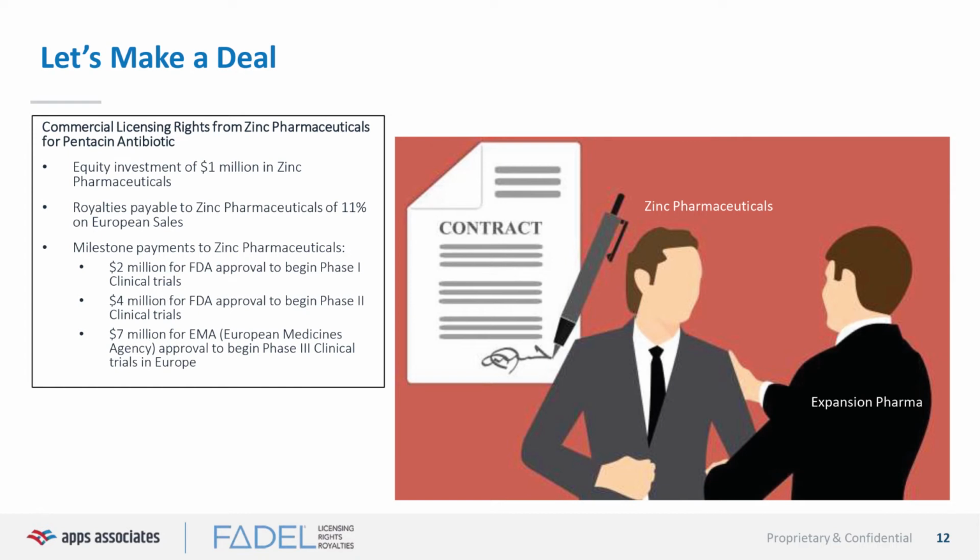as defined 3 different milestone payments, one for $2 million on FDA approval for phase 1 clinical trials, followed by a $4 million FDA approval for phase 2 clinical trials, and a $7 million for EMA approval on phase 3 clinical trials in Europe. So we've taken this deal and we've created that within the IPM Suite application. So let's just walk through what that looks like.